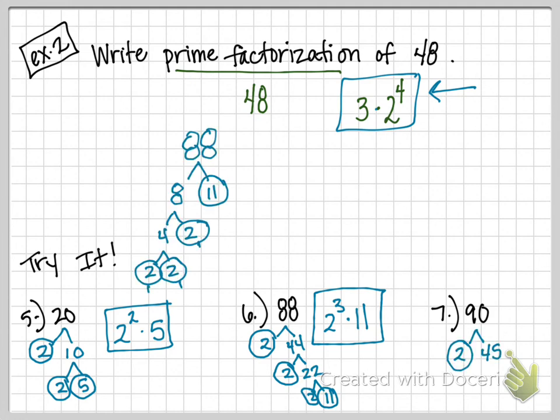Modibo. And then 45 is 5 times 9. 5 is prime. I'm getting really tiny down here. 9 is 3 times 3. Those are prime. So to write this, our last step, write it as prime factorization. 2 times 5 times what? 3 to the second power. Very good.